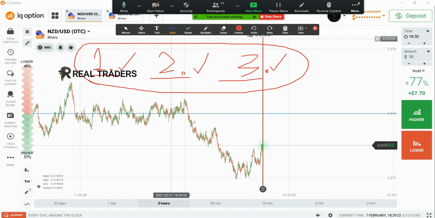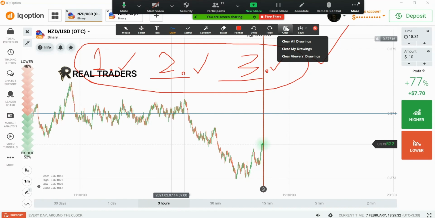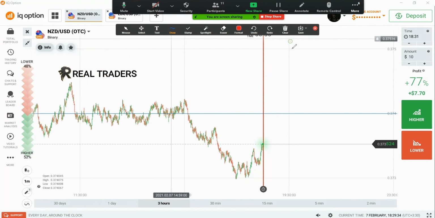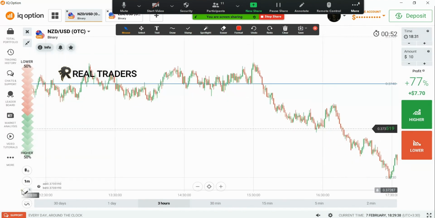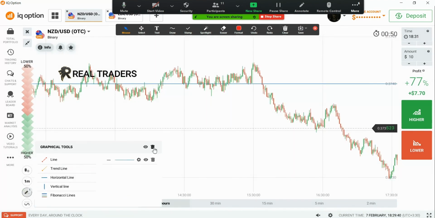As I showed you, the market has so many levels. We cannot trust all of them. We can trust these three types. So always check for a strong level. Don't trade with every level, okay?